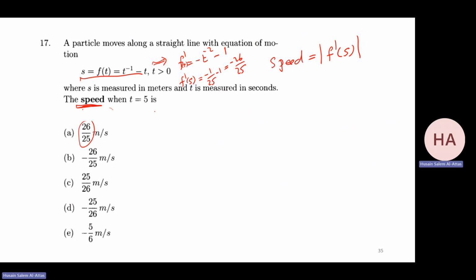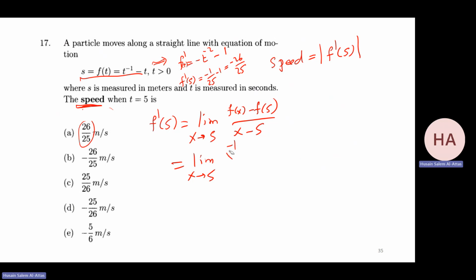But let me do it also the long way. F prime at 5 will be the limit as x goes to 5 of f of x minus f of 5 over x minus 5. That will be the limit as x goes to 5, where f of x is 1 over x minus x. What is f at 5? F at 5 is 1 over 5 minus 5. And that's equal to what? Just leave it 1 over 5 minus 5.